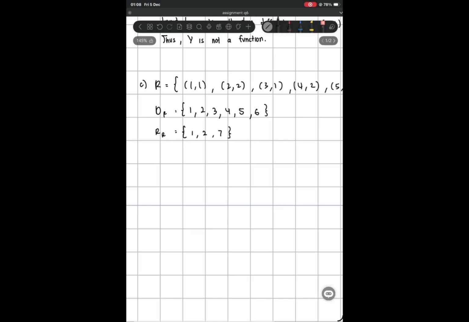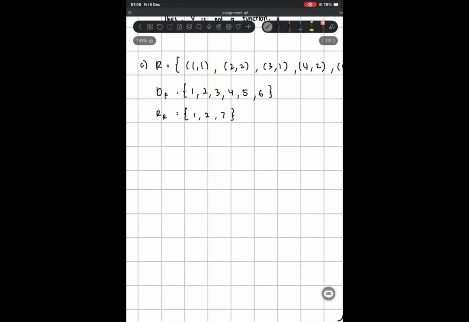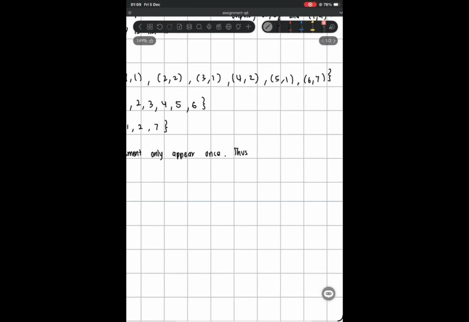After we list down the domain and the range, we can see that each element of the domain for C only appears once. So it shows that R is a function. For the conclusion, we can write that each element only appears once, and we can conclude thus R is a function.